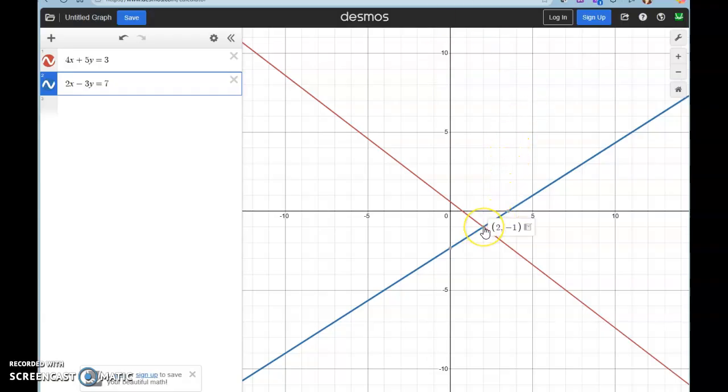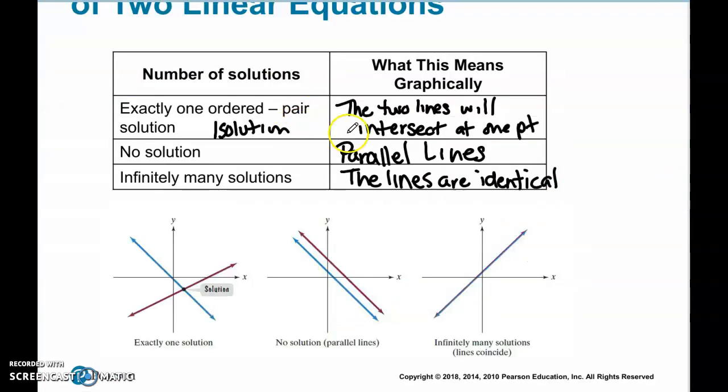And you're going to see that the point where they intersect was the point that we found as the solution. So when I put my mouse here, I can see (2, -1) is this point of intersection, and that was the solution to that system. So that shows you an example of this first row here. One solution will give you that the intersection point will be that solution.